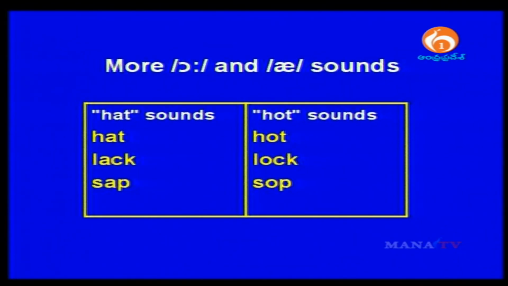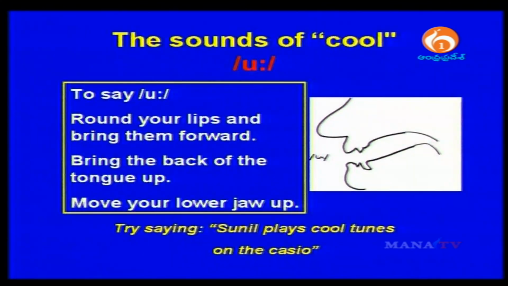A few more examples for getting these sounds right. You have a long vowel, oo. Round your lips together and bring them forward. Bring the back of the tongue up and also move your lower jaw up. Sunil plays school tunes on the Casio. Cool tunes. You can make out the oo.